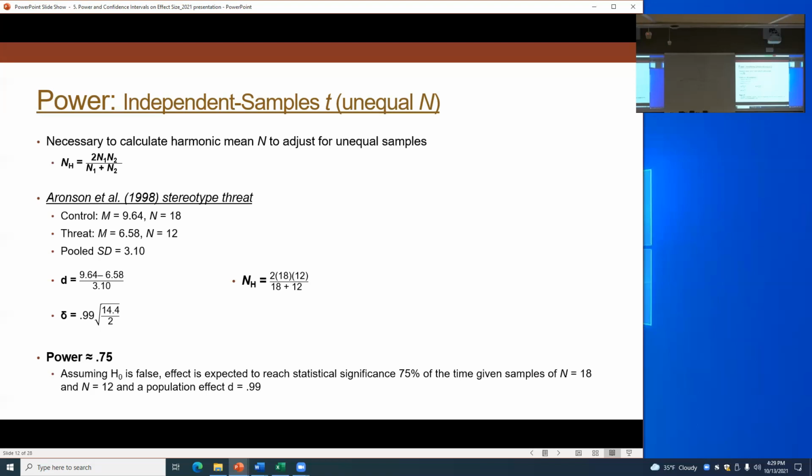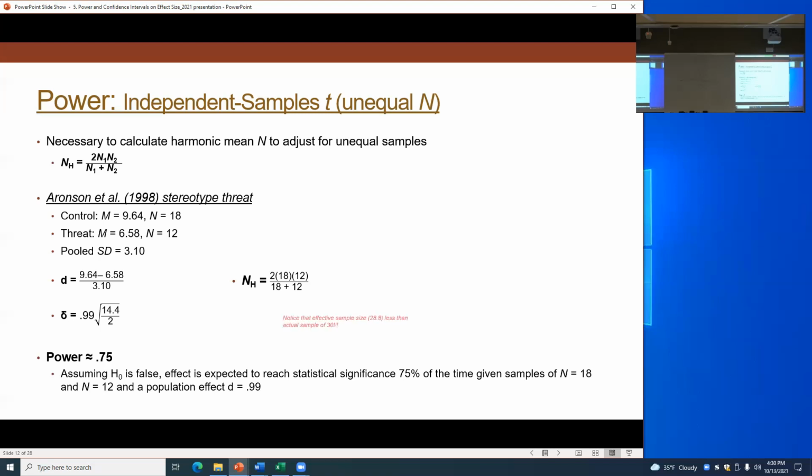2.66. Okay, so somewhere between 0.74 and 0.77 on my table. So we say about 0.75. So this is actually getting close, right? So I say, assuming the null hypothesis is false, my effect is expected to reach statistical significance about 75% of the time, given samples of 18 and 12 and a population effect of 0.99.